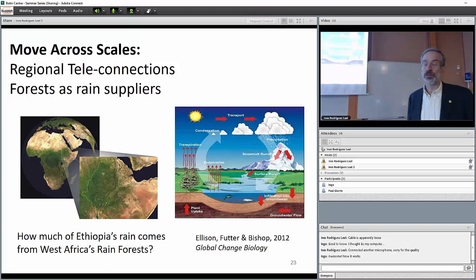if and when the deforestation of the Congo takes place. Perhaps we should start talking to each other more.